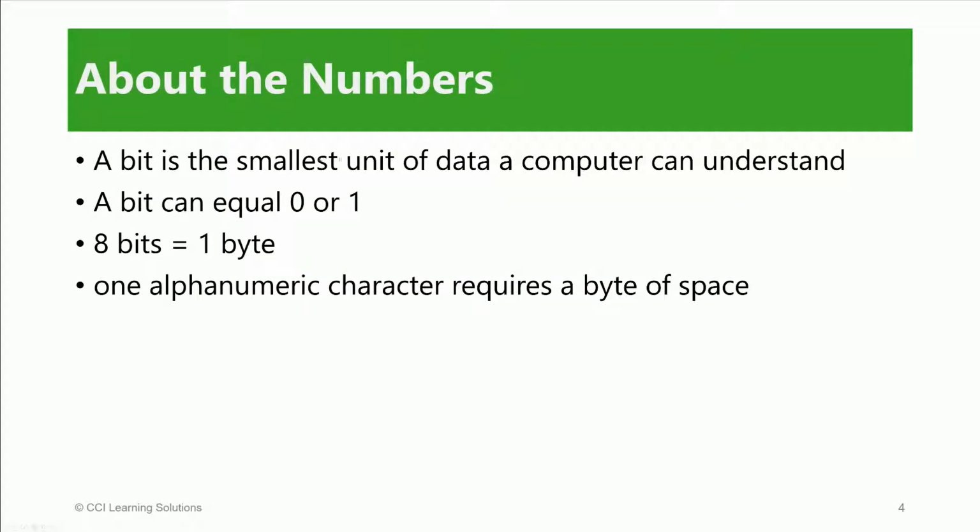A bit is the smallest unit of data a computer can understand. A bit can equal 0 or 1. 8 bits equals 1 byte. One alphanumeric character requires a byte of space.